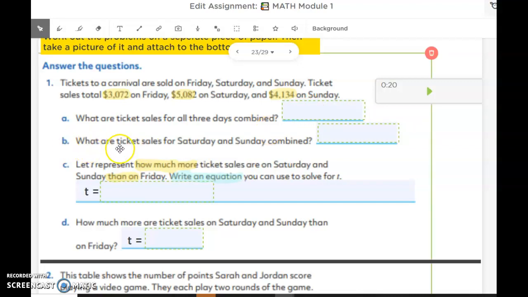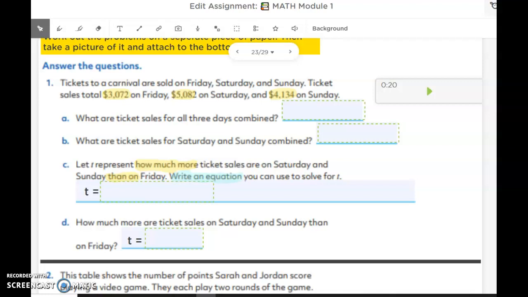Part B is asking, what are ticket sales for Saturday and Sunday? So again, we're thinking about Saturday and Sunday. Notice it's not asking about Friday this time. That keyword combined. Part C says, let T represent how much more ticket sales are on Saturday and Sunday than on Friday. So you're going to look at the information you just solved for part A and B and use those to help you solve for part C.